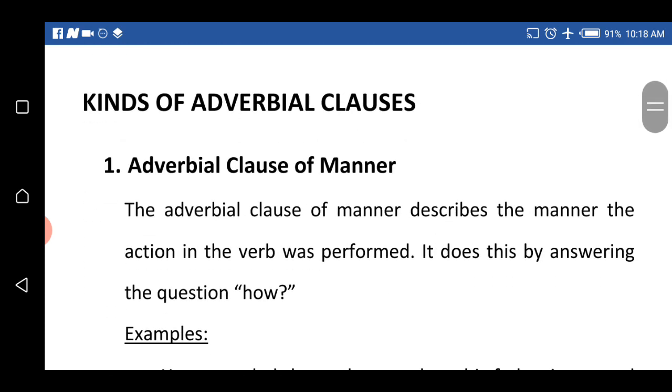Kinds of adverbial clauses. Number one is adverbial clause of manner. The adverbial clause of manner describes the manner or the way the action and the verb was performed. It does this by answering the question how.